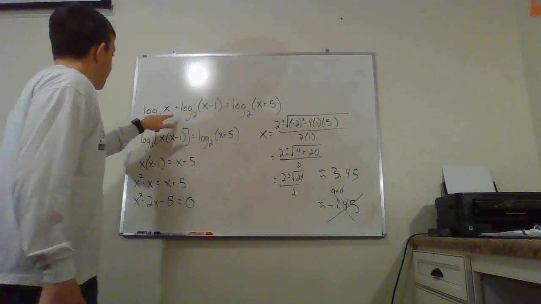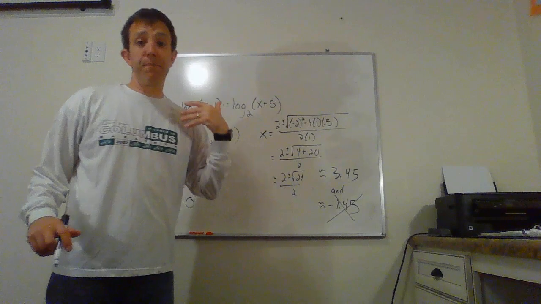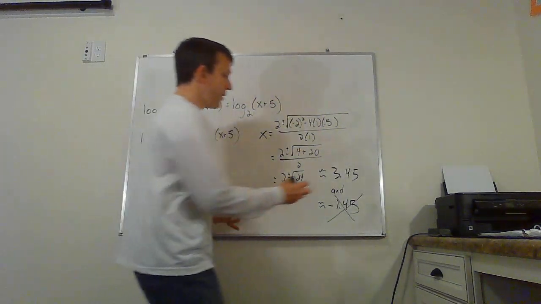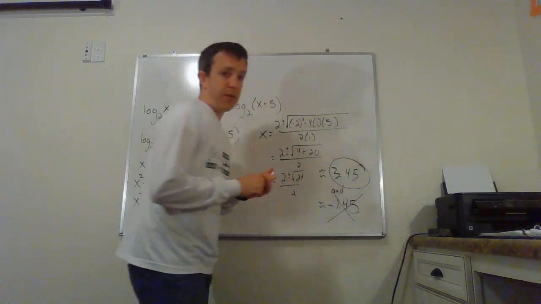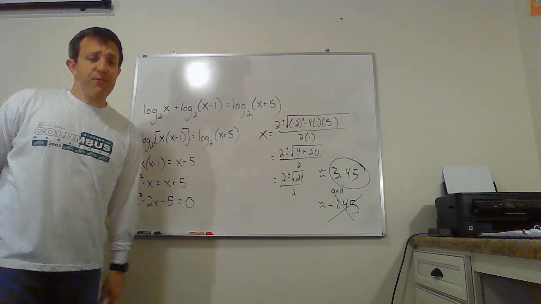If I plug it in there, it's a positive. 3.45 minus 1 is still positive. 3.45 plus 5 is positive. Those are all positive. That's my only good solution. So the question is, very quickly, why do we get an extra solution?